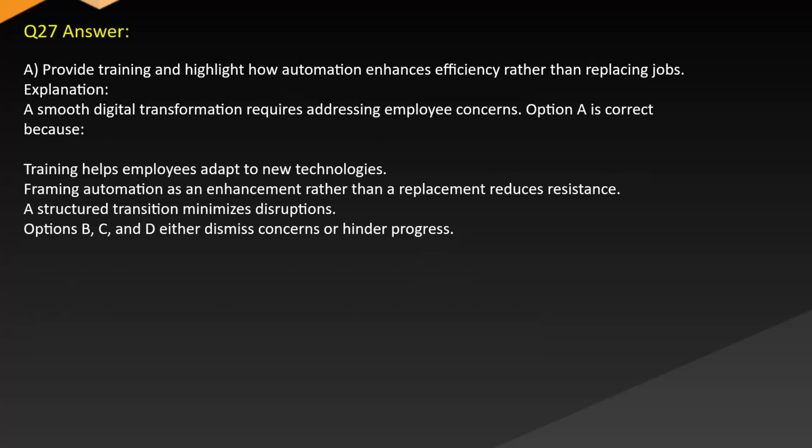Answer A. Provide training and highlight how automation enhances efficiency rather than replacing jobs. Explanation. A smooth digital transformation requires addressing employee concerns. Option A is correct because training helps employees adapt to new technologies. Framing automation as an enhancement rather than a replacement reduces resistance. A structured transition minimizes disruptions. Options B, C, and D either dismiss concerns or hinder progress.